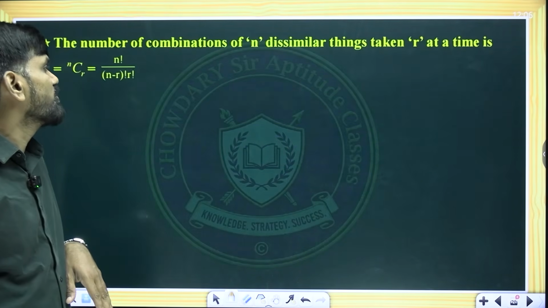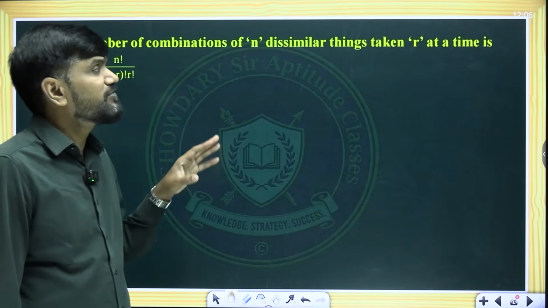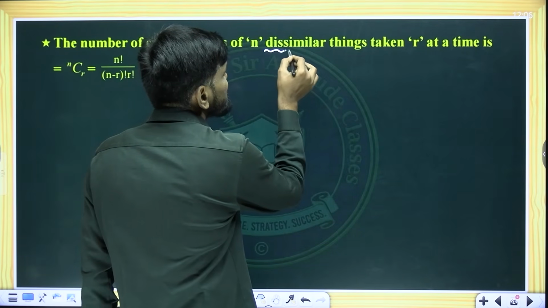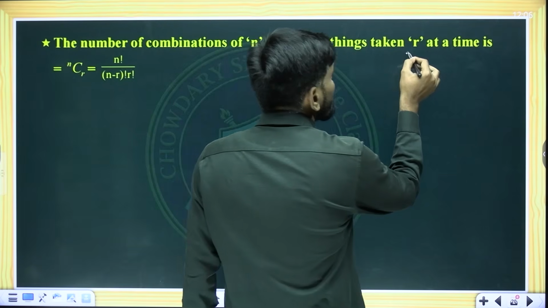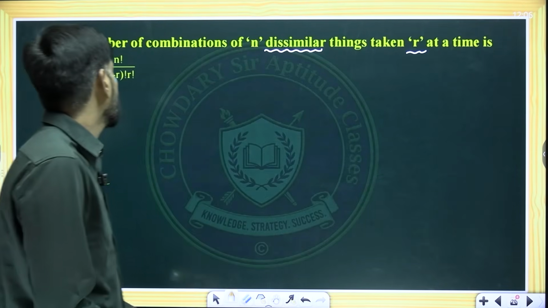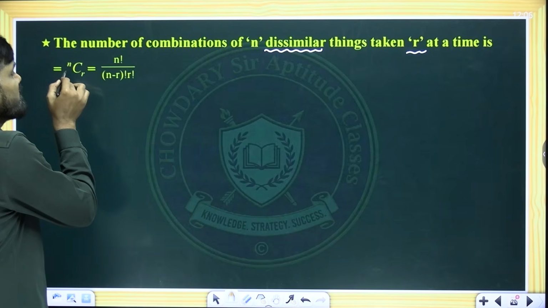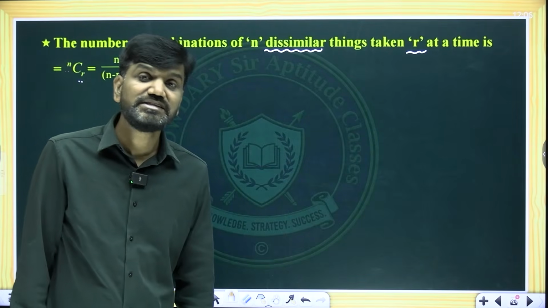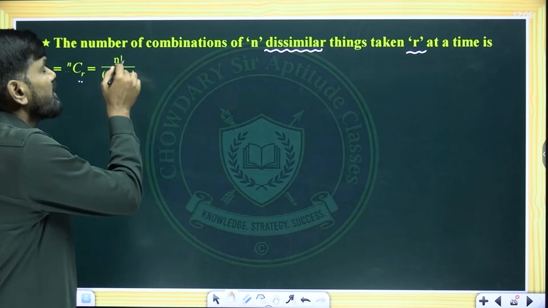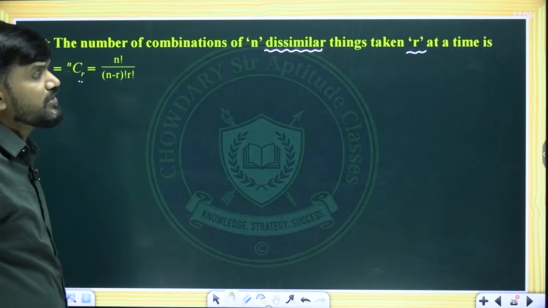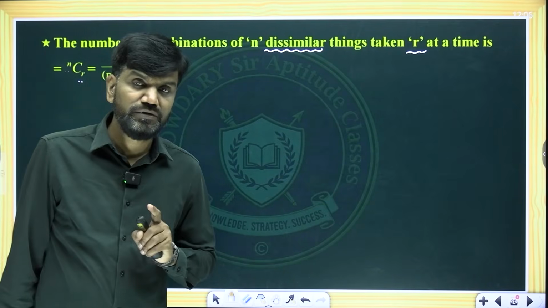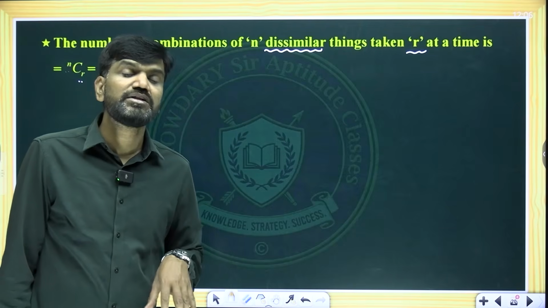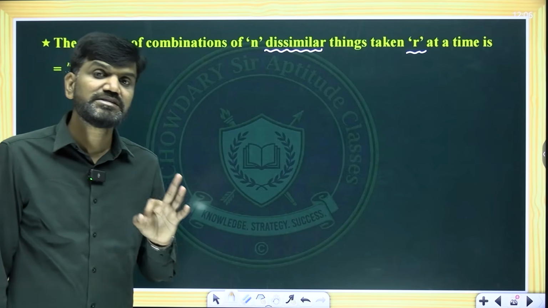Now, coming to the basic formula related to this. The number of combinations of n dissimilar things taken r at a time is given by the formula nCr. Out of n distinct objects, choosing r objects is nCr, which is equal to n factorial divided by (n minus r) factorial times r factorial. This formula we have already learned. So out of n distinct objects that are available, if you are trying to select r distinct objects, the number of combinations will be nCr.